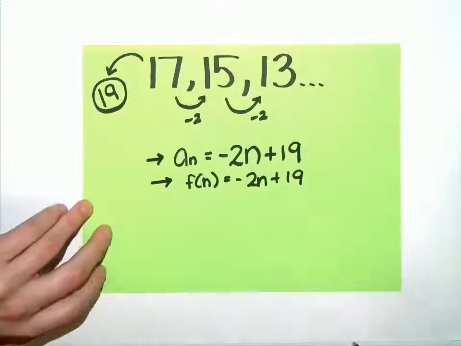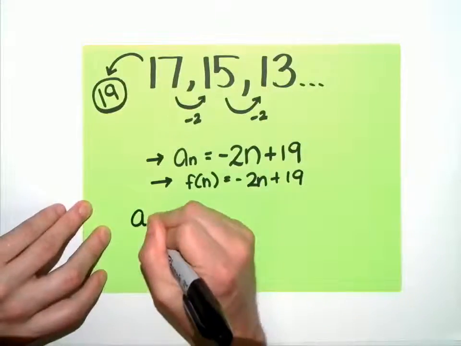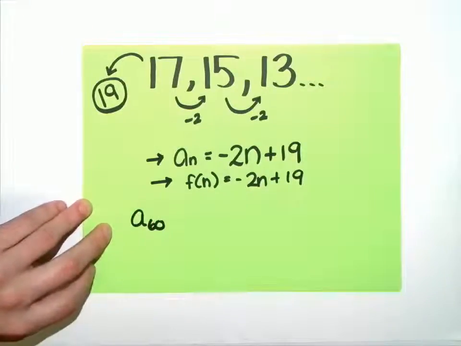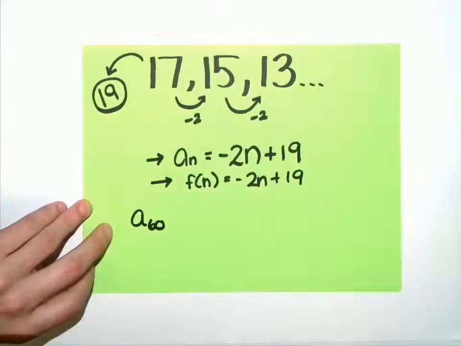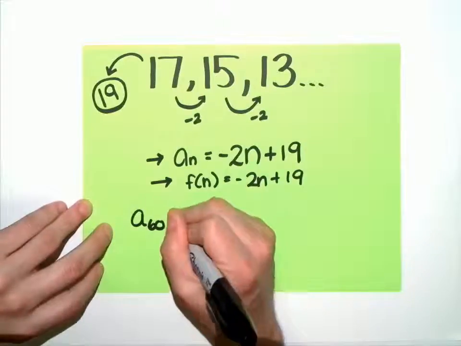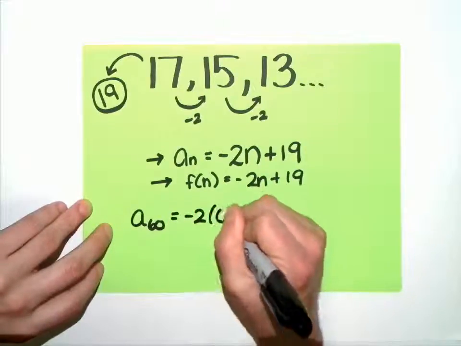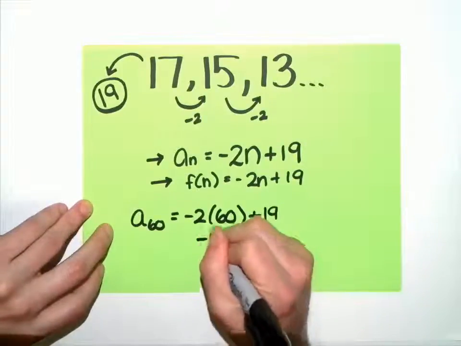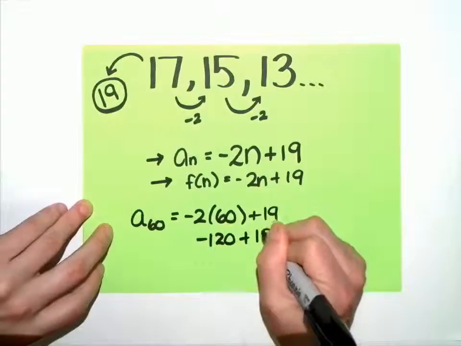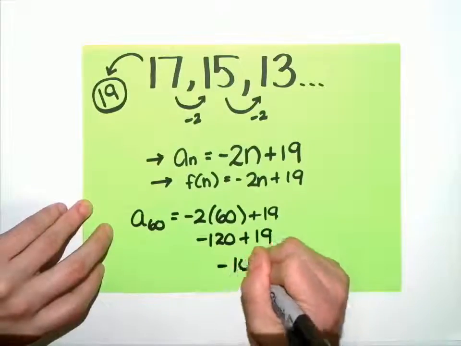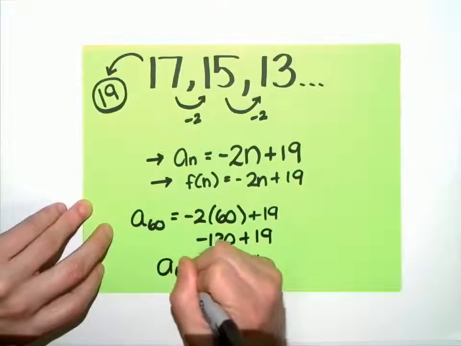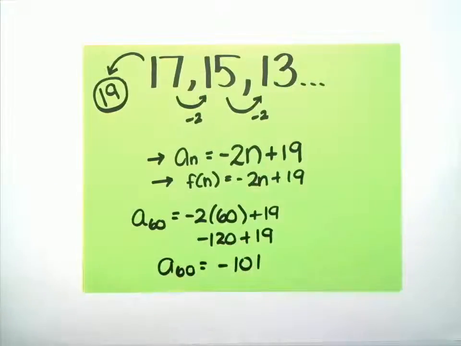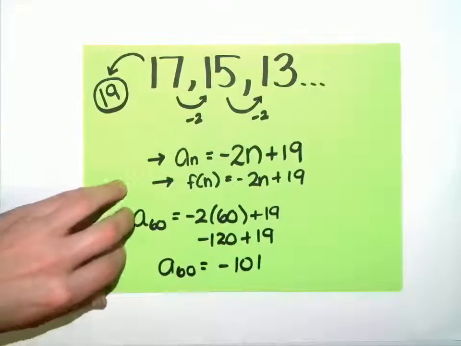So using this rule, I'd like you to find a 60. What would the 60th term be? Go ahead. All right, so to find a 60, we would simply plug in an input of 60 to our rule, and we'll get negative 120 plus 19, which is negative 101. The 60th term in this pattern will be negative 101. So that's a review of what we've learned so far about sequences.